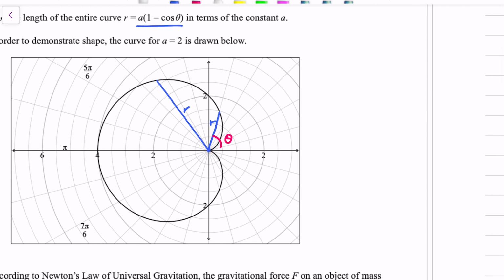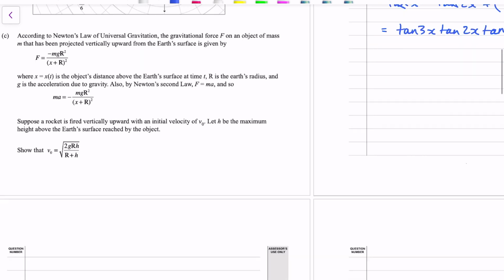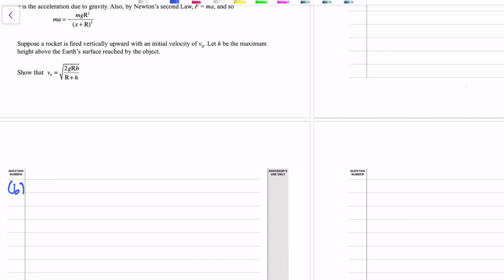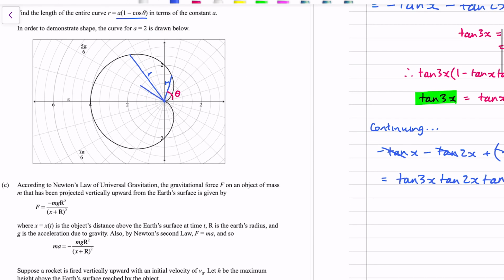Okay, so we're integrating the square root of r squared plus dr d theta squared, d theta. The proof of this formula considers a small line segment, which I've drawn purposefully big, where that's d theta and this here is like ds. It says what happens if you add up all of the small line segments. But yeah, don't worry so much about that one.